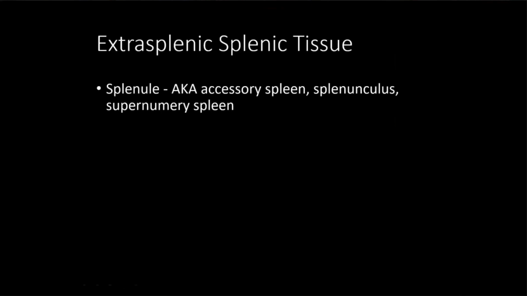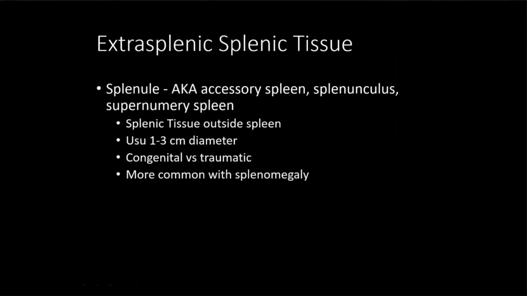So you can get these things, and they're known as splenules, accessory spleens, splenunculuses, or splenunculi in plural, or they can be called a supernumerary spleen. So it's splenic tissue outside the spleen, usually 1 to 3 centimeters in diameter. Sometimes they're congenital. Trauma can actually cause it. So if you damage the spleen, you can get some growth of splenic tissue outside of the spleen. And they're more common if you have a big spleen.